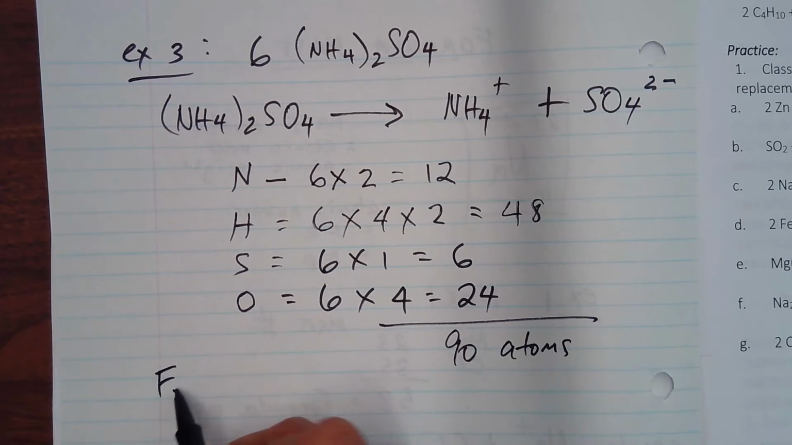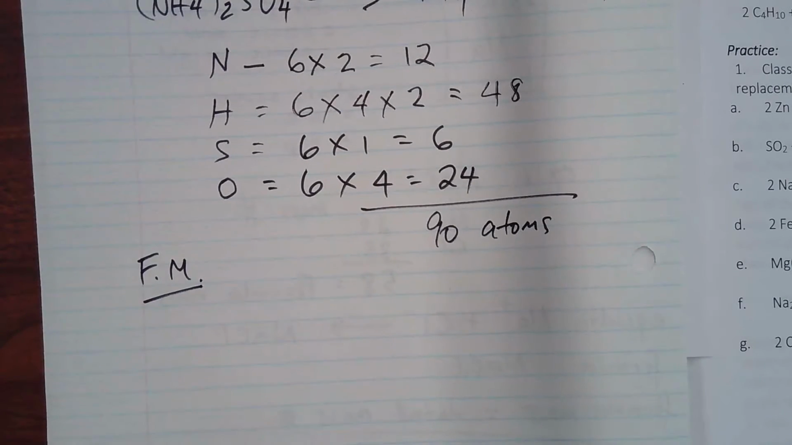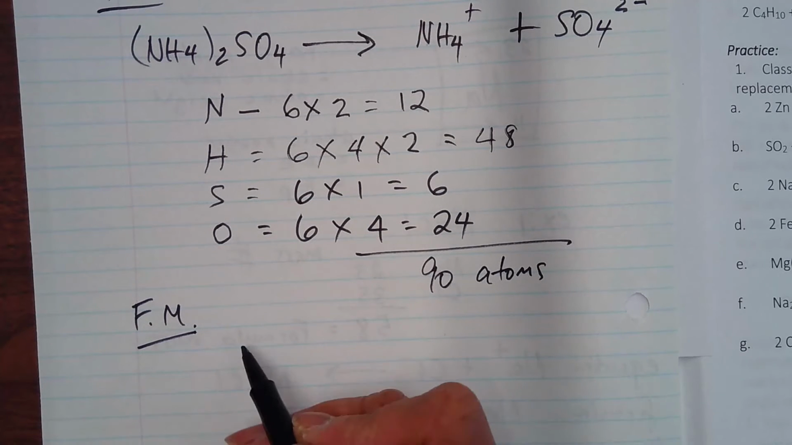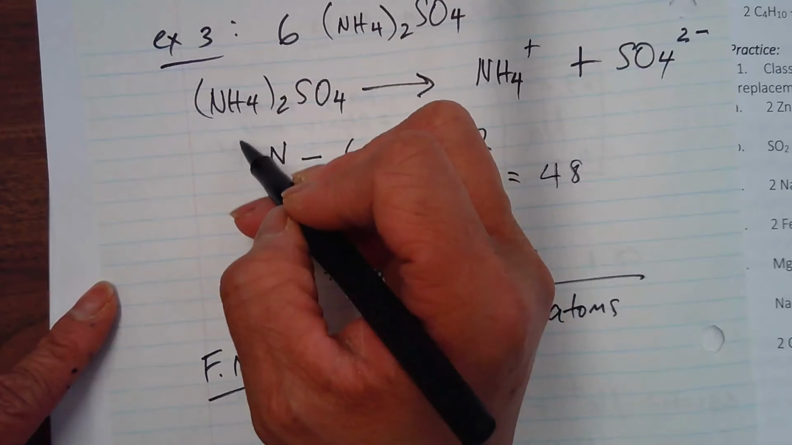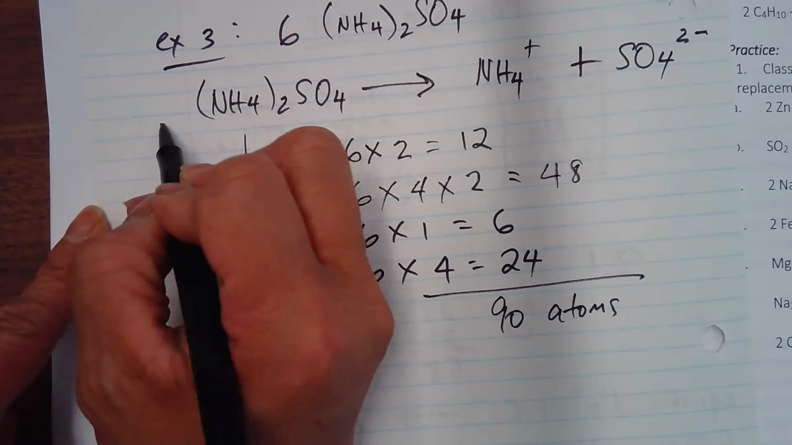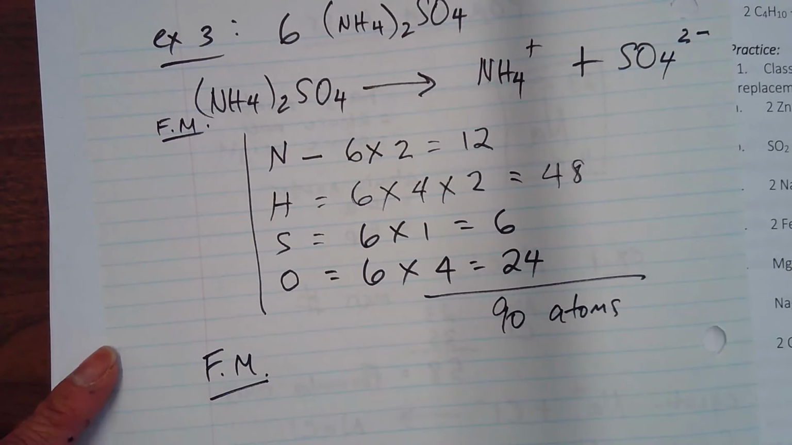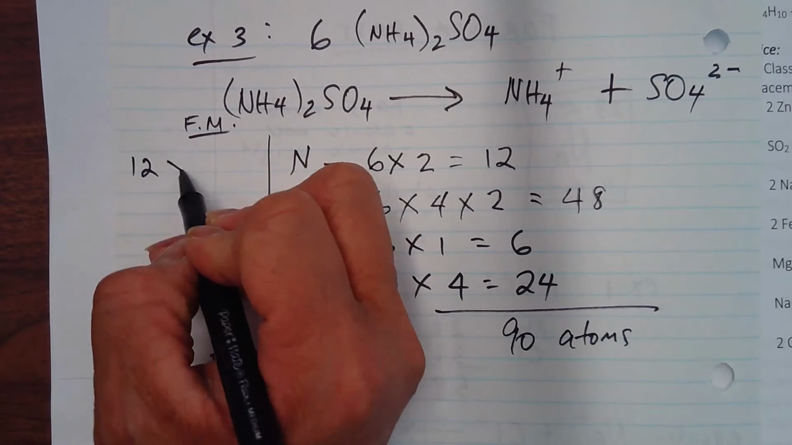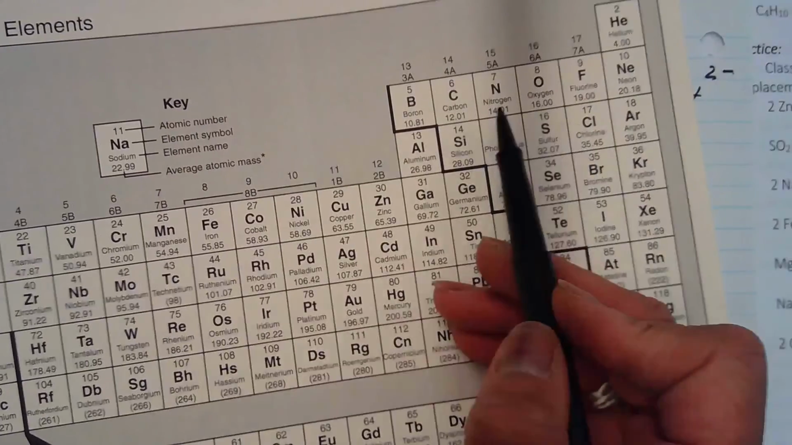Now let's take a look at the formula mass of 6 molecules of ammonium sulfate. All of them, 6 of them. So we take a look at the N, okay? So I'm gonna put down here the FM. Okay, so for N you have 12. You already have 12. We counted it already. You're gonna multiply it by the mass number. Look at nitrogen. 14.